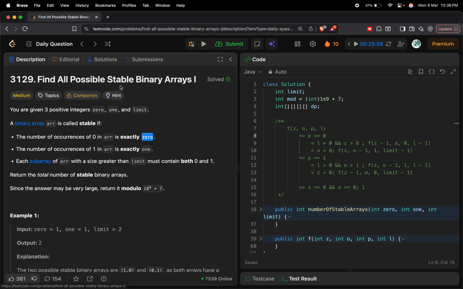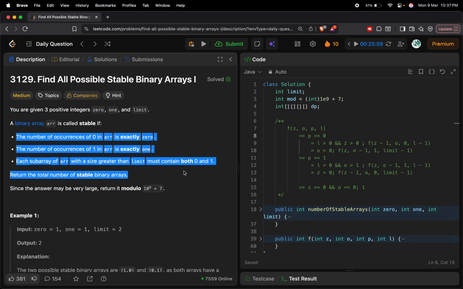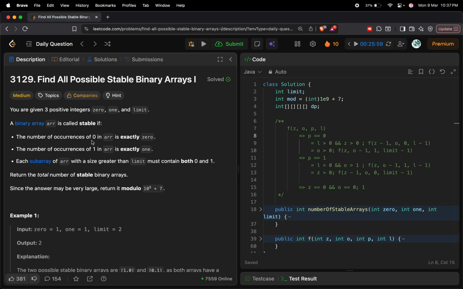Find all possible stable binary arrays 1. You are given three positive integers zero, one and limit. A binary array is called stable if it holds the following conditions. The number of occurrences of 0 in the array is exactly zero. The number of occurrences of 1 in the array is exactly equal to the variable one. Each subarray of the array with size greater than limit must contain both zeros and ones.